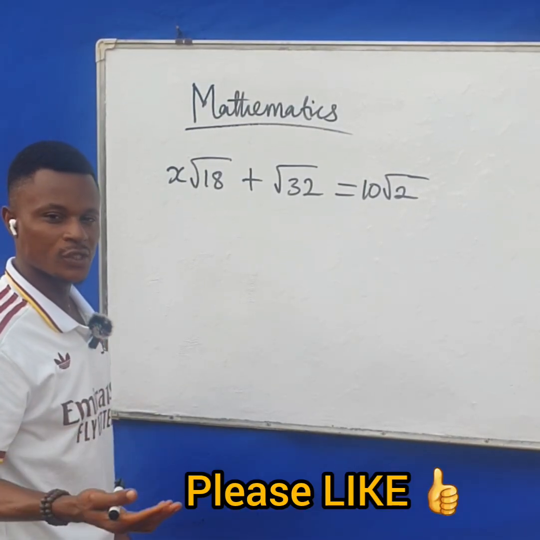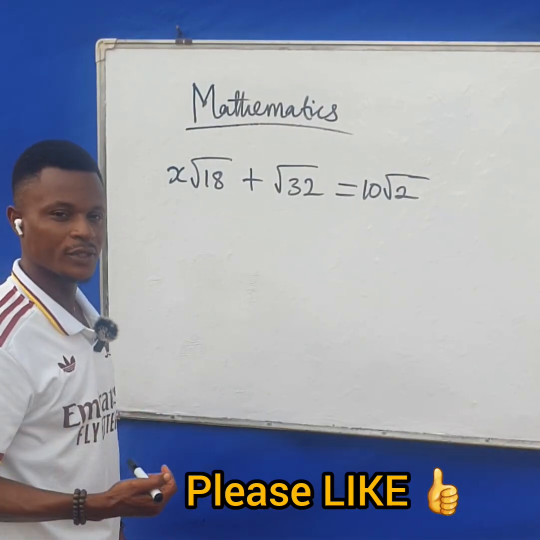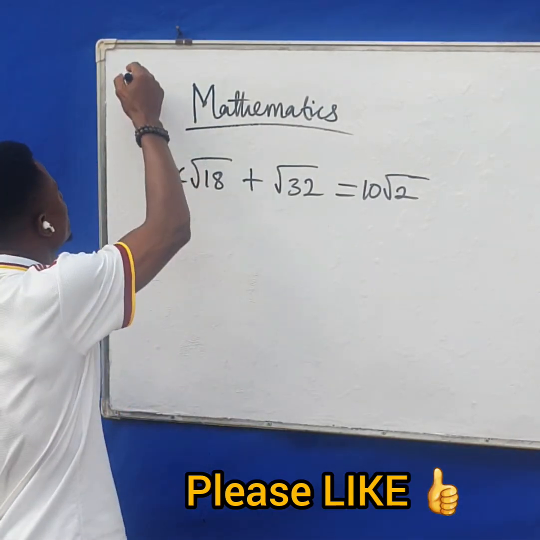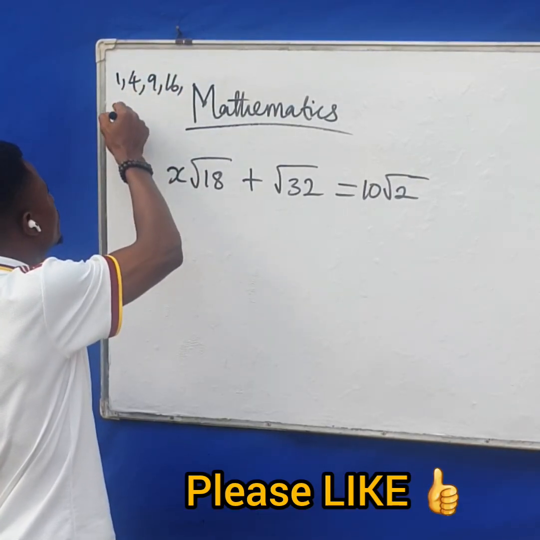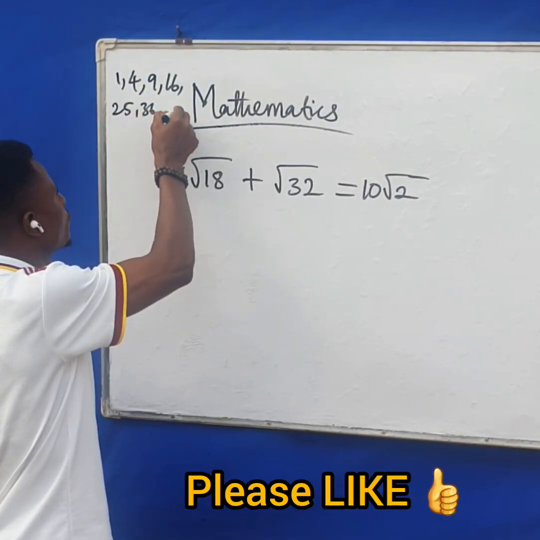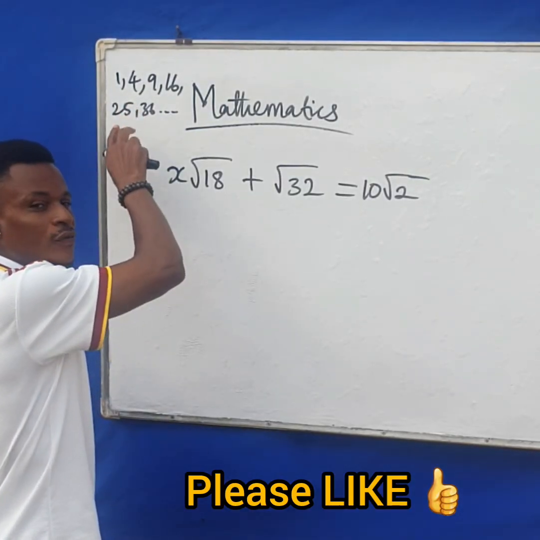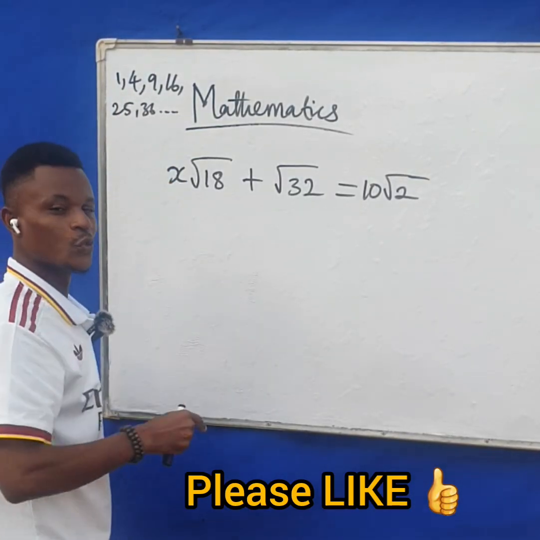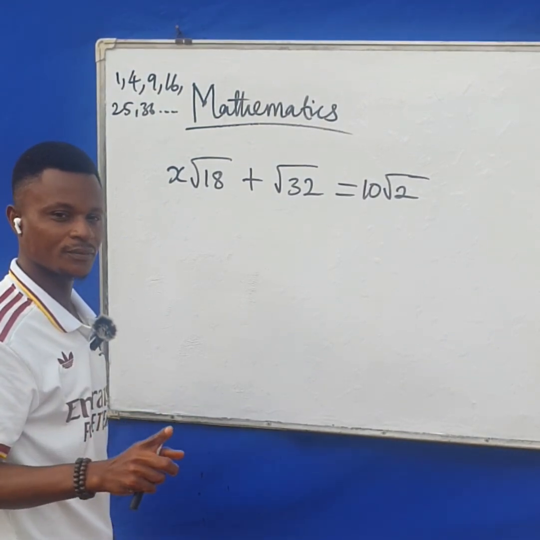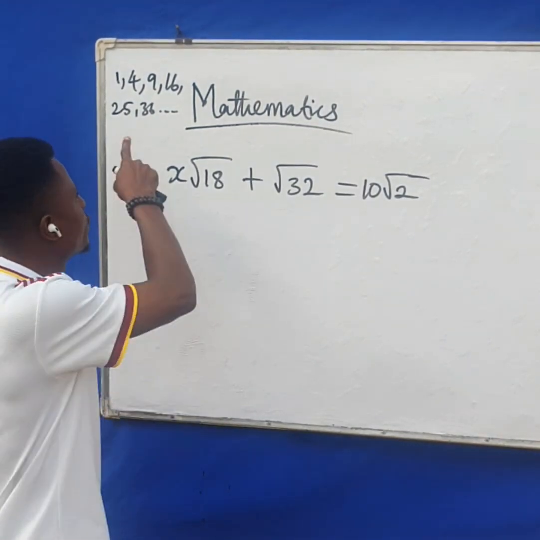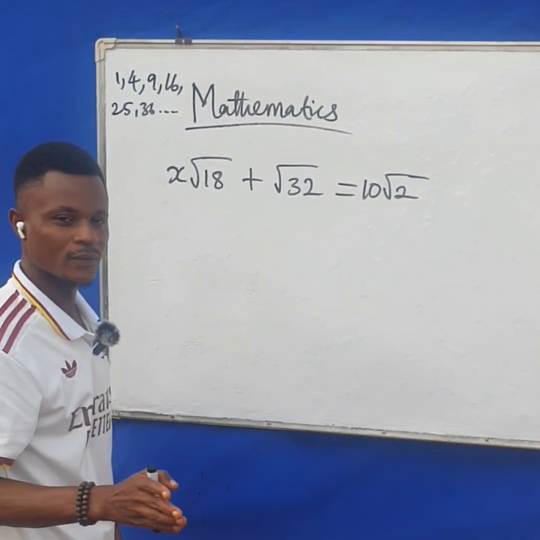Now, what do you mean by perfect square and non-perfect square? Let me give you some examples before I explain what it means. You have something like this: 1, 4, 9, 16, 25, 36, and so on. You see these numbers here. If you find the square root of these numbers, you will get a whole number. You will not get any decimal in the answer. So any number that when you find the square root, it will give you a whole number, that number is called a perfect square.